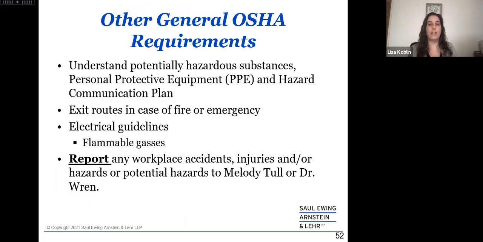So in general, you all hopefully should be aware in your respective offices where the exit routes are in case of fire emergency. And ultimately, just know if you see something that looks like it's a hazard in the workplace, maybe, we've had so much crazy weather recently, right? Like if there's something that looks like it was flooded, if there's an electrical issue, if there's wind damage to anything, obviously, please report to Melody, Dr. Wren, or any other physician.